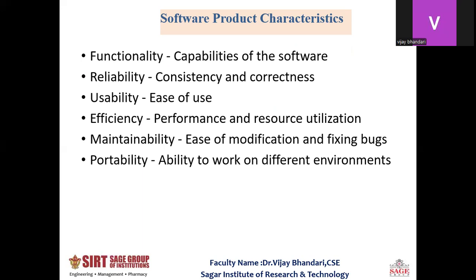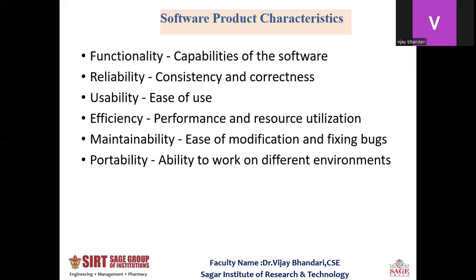Adaptability is that the software system should have the ability to adapt to a reasonable extent to changing requirements. As well, we can define reliability. Reliable means consistency and correctness, as well as usability, that is ease of use, as well as efficiency. The software should not make wasteful use of system resources such as memory and processor cycles. And maintainability means ease of modification and fixing bugs. And portability is the ability to work on different environments.